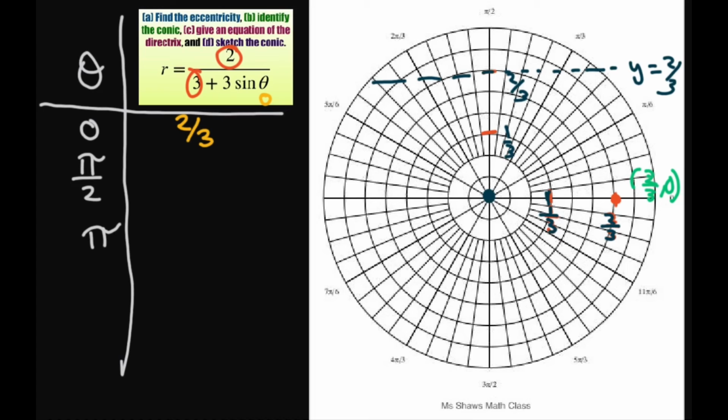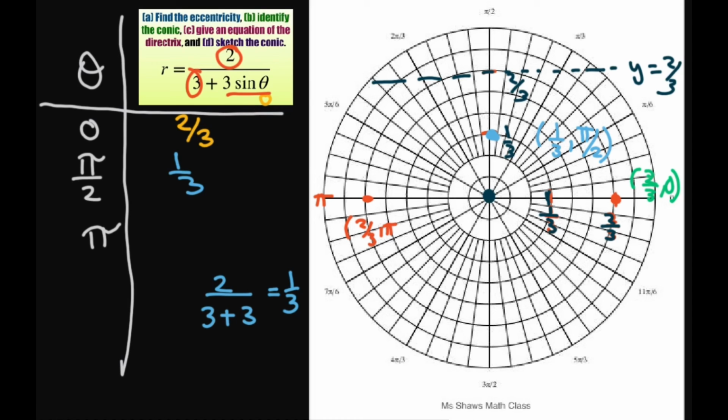All right. And then at pi divided by 2, we're going to get 2 divided by 3 plus 3, because sine of pi divided by 2 is 1. So this is going to equal 1/3. So there's that. So we have 1/3 comma pi divided by 2. And at pi, we get 0 here again, and we're at 2/3. So I have 1, 2, 3 right here. So this is going to be 2/3 comma pi.